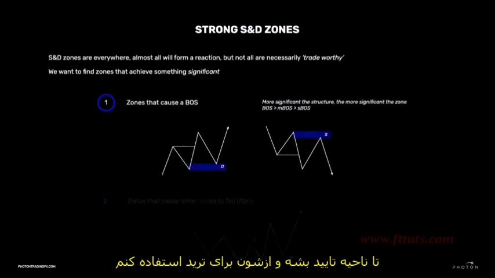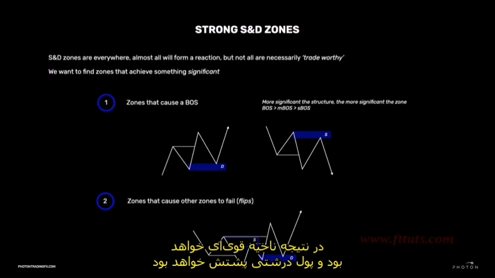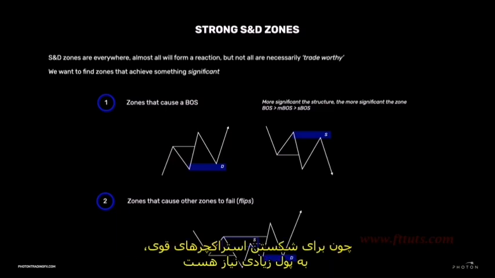But there are two main ways in which we do actually validate a strong zone. I personally want to see at least one of these occurring in the market to consider validating and trading from a specific zone. So we want to find zones that actually achieve something very significant in the market, because this then means that they are likely to be a strong zone that had a lot of money backing that area. So the first way to see this is by looking at zones that cause a break of structure. The more significant the structure the zone breaks, then in turn, the more significant that zone will be, because it takes more money to break a strong structural level.